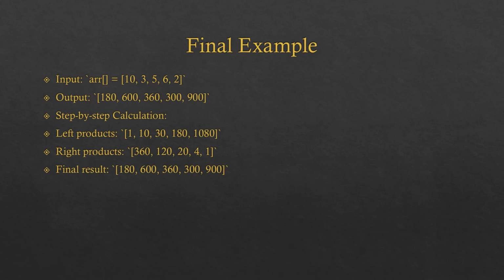Let's go over a final example to see how the algorithm works. Given the input array 10, 3, 5, 6, 2, in the first pass we calculate the left products, that is 1, 10, 30, 180 and 1080. In the second pass we calculate the right products and update the result array as 360, 120, 2, 4, 1. The final result is 180, 600, 360, 300 and 900.